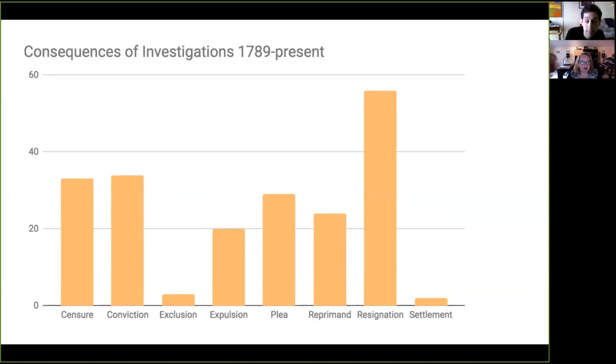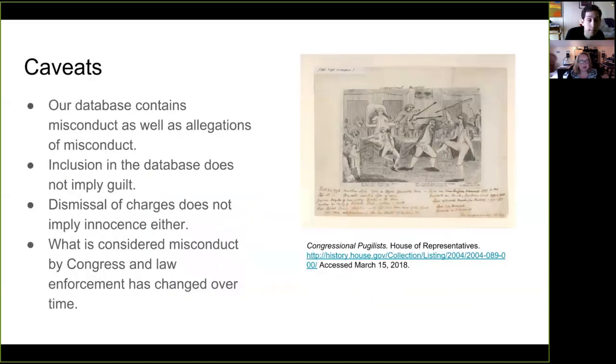53% of the cases in our database resulted in a negative outcome, with resignation being the most common negative outcome. The caveats for the database include the fact that we include actual misconduct as well as allegations of misconduct. Inclusion in the database does not imply guilt. Conversely, dismissal of charges does not imply innocence.